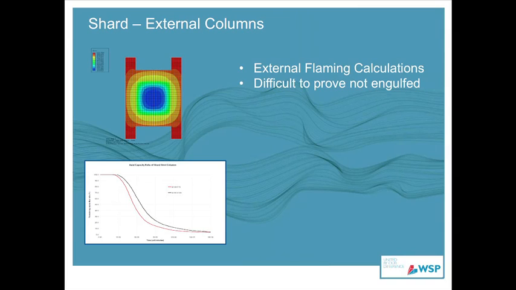Now, in terms of the normal design approach for external columns, you would normally look at external flaming calculations, which are in the Eurocodes and also in PD 7974. There are two normal cases: one is called a through draft case, and one is a no through draft case. When you have a through draft case, you assume that you've got maximum ventilation coming into the compartment, and you can get quite long flame lengths coming out of the compartment. So it was difficult to prove that the columns wouldn't become engulfed in a through draft case.